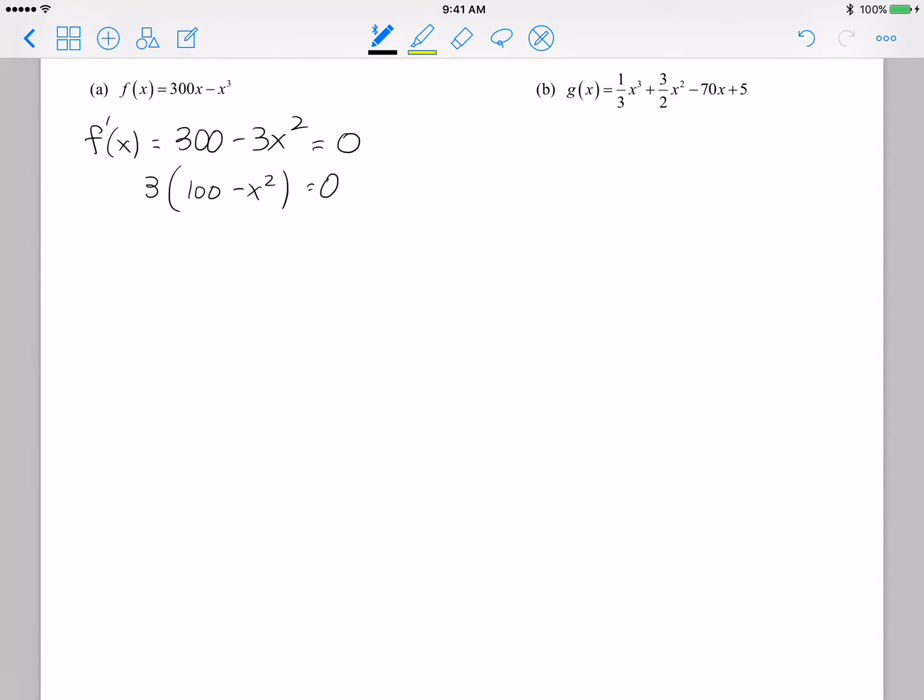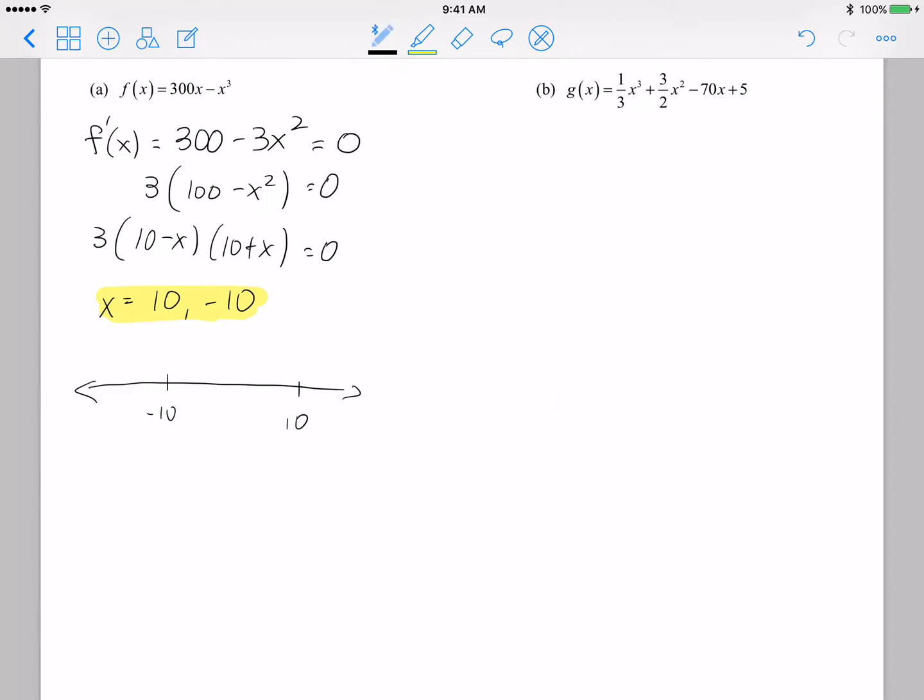And then what I notice in the parentheses is that that's a difference of squares. So this is going to be 3 multiplied by 10 minus x times 10 plus x. Okay, and what that does is it really helps me to see what exactly the critical points are. I can now see that the critical points are 10 and negative 10. Okay, so what I'm going to do with those points, because I'm not sure if they're maxes or mins yet, is put them on a number line and then test intervals to see if the derivative is positive and negative in those sections.